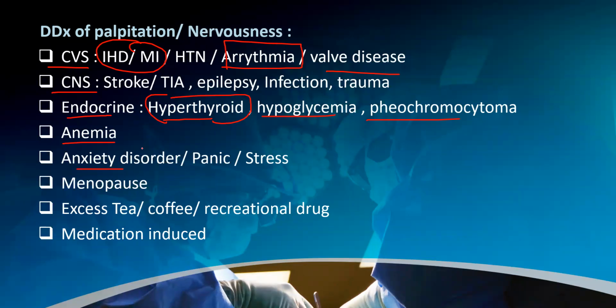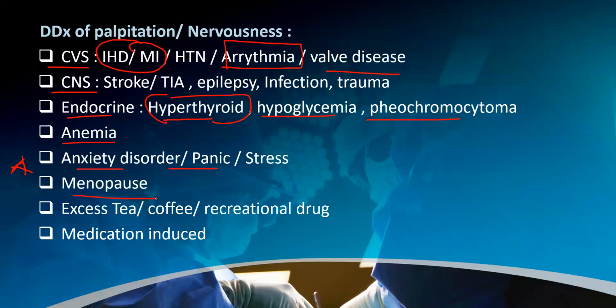So anemia, obviously, if you're lacking enough hemoglobin in your blood, your heart will try to pump faster to provide enough blood supply to your vital organs of the body. So anemia is one of the important DD. Any anxiety disorder, especially panic attack, panic disorder, stress, all of these psychological issues can cause palpitation, can cause nervousness.